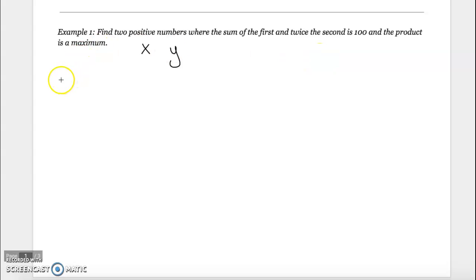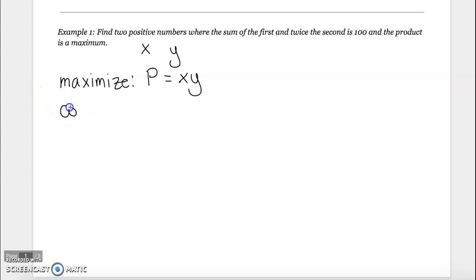Then I want to figure out what I'm trying to maximize or minimize. In this scenario, I'm trying to maximize the product of these two numbers. So I want to maximize the product, I'm going to call it P, of two numbers. And what's the product? It's when you multiply them together, so x times y. This is the equation I want to maximize.